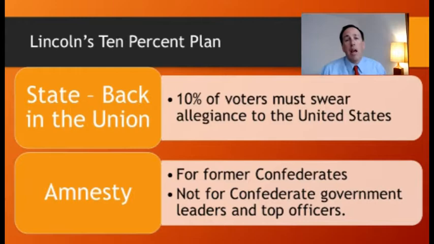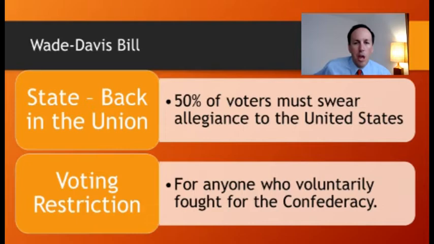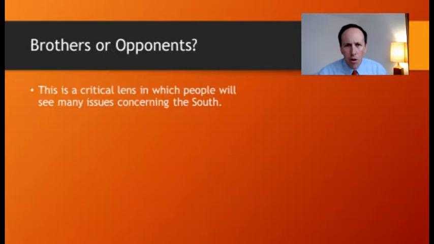Okay, now compare and contrast that with the Wade Davis bill, which said 50% of people must swear allegiance to the United States. And if you fought at all, if you were not forced, if you were not drafted, if you were not conscripted, if you fought at all for the Confederacy, well, then there's going to be voting restrictions on you. Okay? Again, this is the lens. Are you my brother and we're bringing you back into the country, or were you my opponent? Should I go down there and take from you what little you have left? Okay? Critical lens to view Reconstruction.